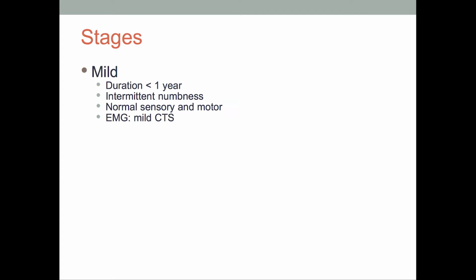So non-operative options and surgical options. I'll briefly discuss what we do in surgery, but then I like to focus on non-operative options, what you can do in your clinics. So there's a couple of stages of carpal tunnel. So there's mild carpal tunnel, which is usually duration less than a year. Numbness is intermittent, so it comes and goes. Usually at nighttime when they sleep is when they get the numbness, or when they have actions where they bend their wrist. Their sensory and motor exam is usually normal, and the EMG will say mild carpal tunnel syndrome, okay?